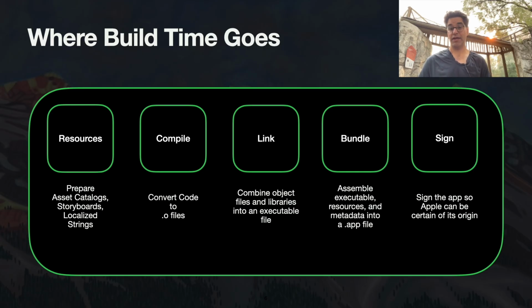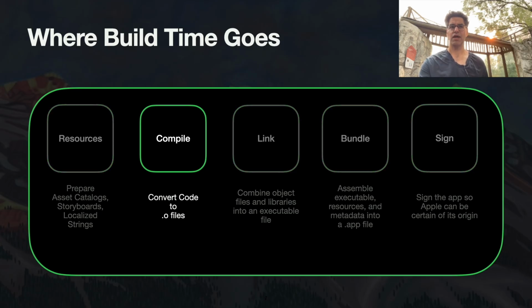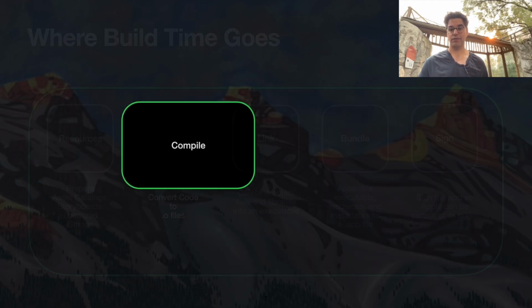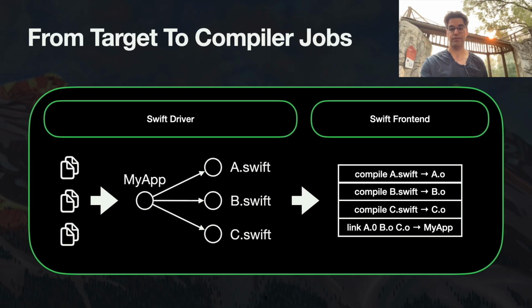The executable then has to be bundled up into what we recognize as a .app file, and that .app file is what we can distribute out to various people. Of course, if we want to use Apple's distribution channels, we have to sign that app file so that we can prove what's in it and who we are as well. For our purposes, we're more interested in what takes the most time. And what takes the most time is the compiling. So that's what we're going to dive into now.